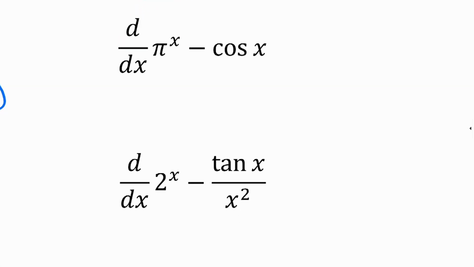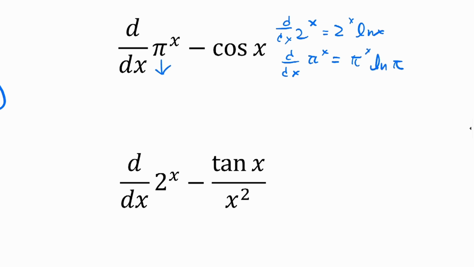Another one, pi to the x. Wait a minute, whoa, my head's going crazy. Oh no. Don't be afraid, guys. Remember, derivative of 2 to the x is 2 to the x ln 2. So the derivative of pi to the x is just pi to the x ln pi.